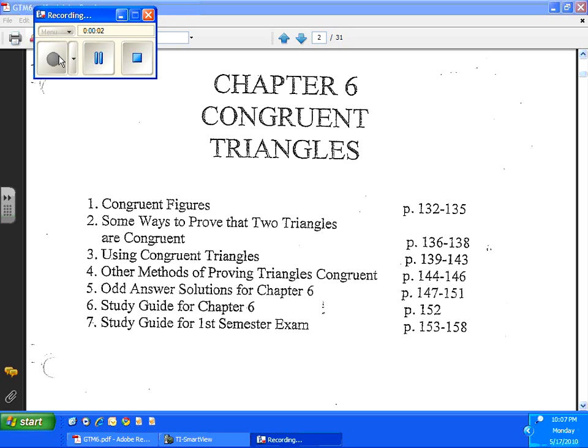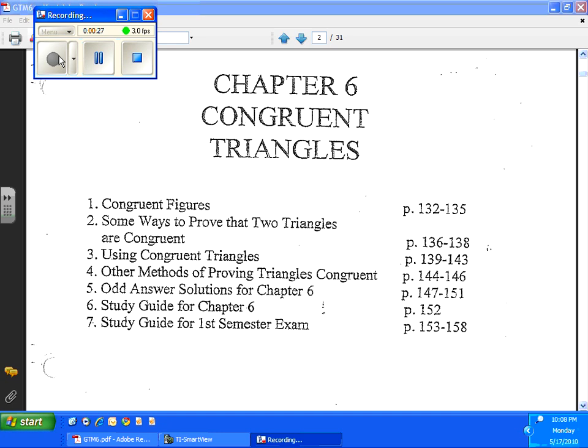We will begin Chapter 6 of the geometry text. Chapter 6 is congruent triangles. We've already said the definition of congruent is same size, same shape. So we would say congruent triangles are triangles that are the same size, same shape. So we're going to talk about congruent figures. We're going to talk about congruent triangles.